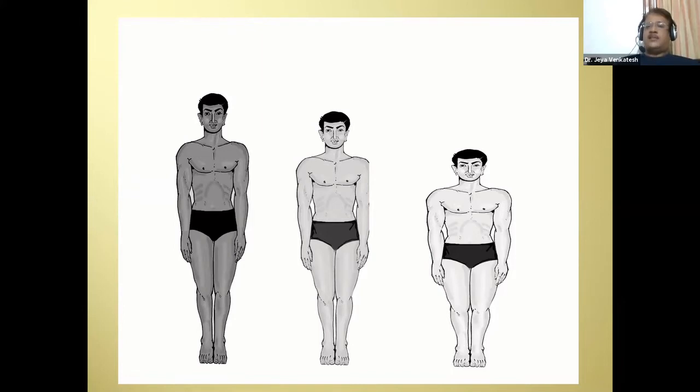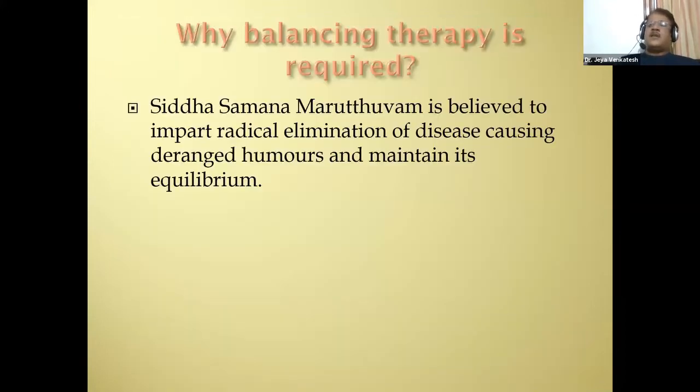According to the height, color of the skin, size of the body, reading the pulse, color of the skin, saliva, stool, urine, we can categorize the patients into 3 categories, whether they are dominant in Vadam or Pittam or Kabam. After that, we are using some method to balance the humors, that is Samana Marathuvam. Some method to eliminate the increased humors.